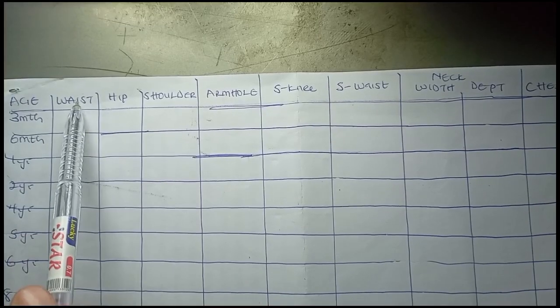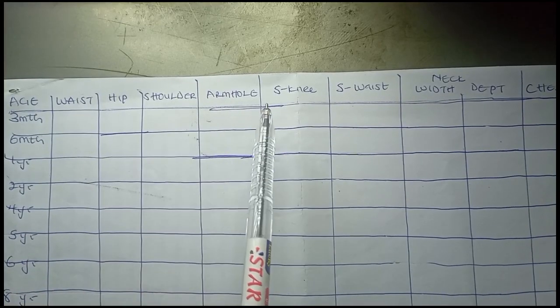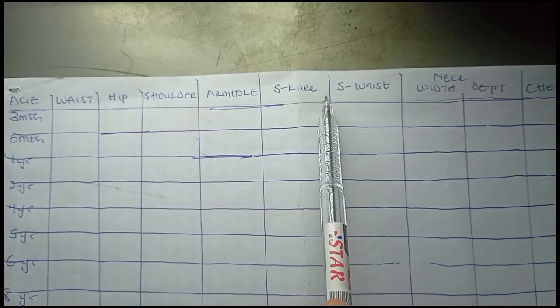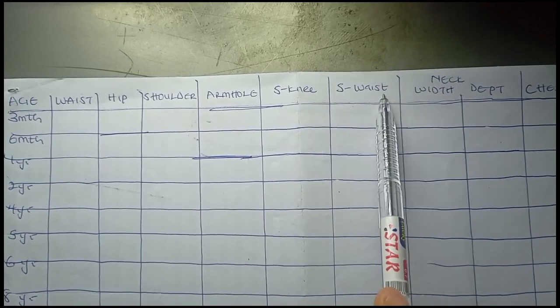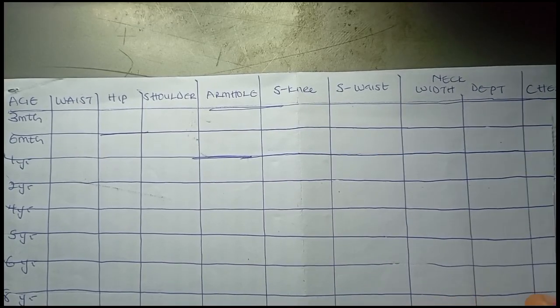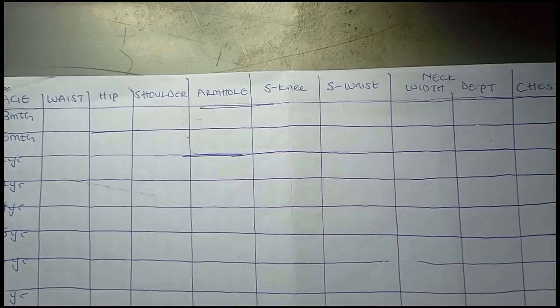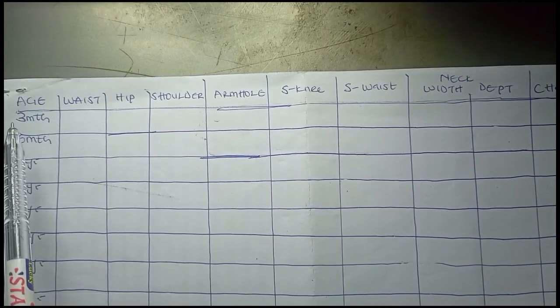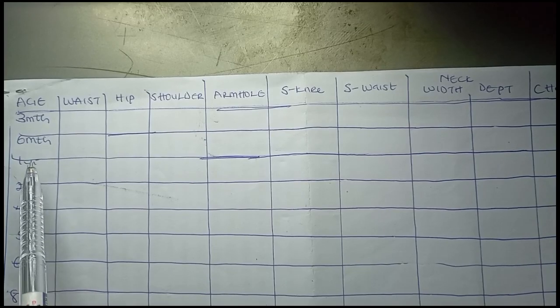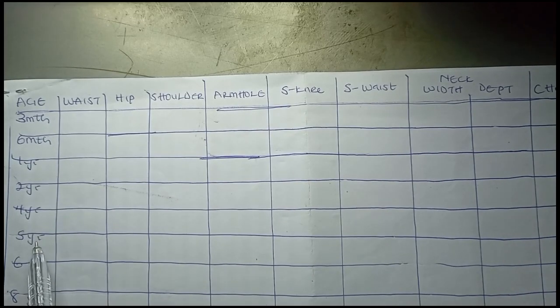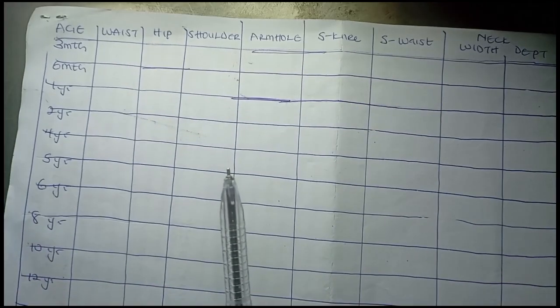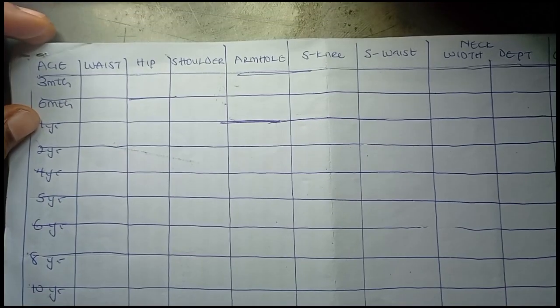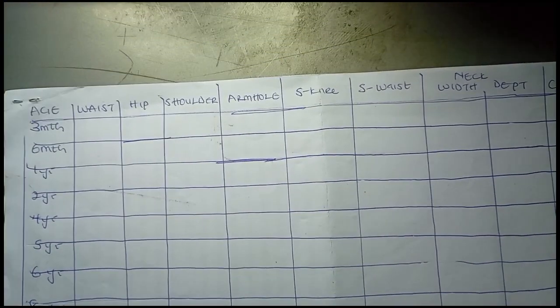So we're going to be learning how to know our kids' measurements. We have the age, the waist, the hip, shoulder, arm, shoulder to knee, shoulder to waist, neck width and depth, then the chest. So I'm going to be putting the measurements so that you will know which figure represents each of the parts for the child. We have from 3 months to 12 years in this graph.